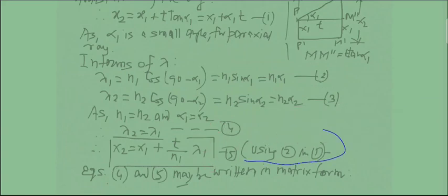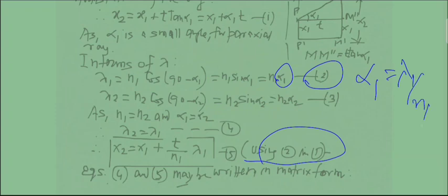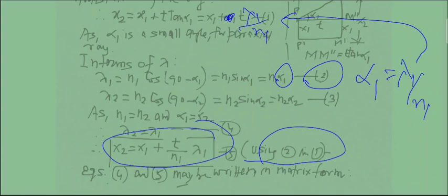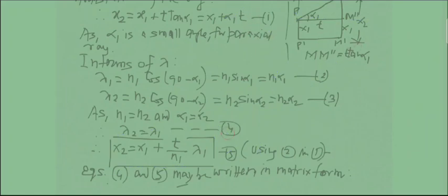By using equation 2 in equation 1. From equation 2, just put out the value of alpha 1. Alpha 1 is equal to lambda 1 by n1 from equation 2. Put this value of alpha 1 in equation number 1. As soon as you put the value of alpha 1 in equation 1, lambda 1 by n1 will come. So this is the expression which you get finally, which is equation number 5.